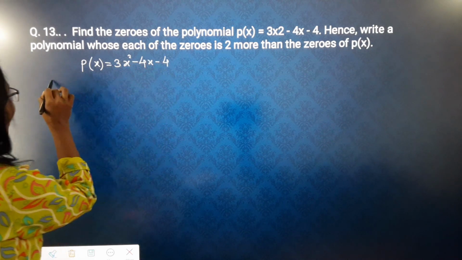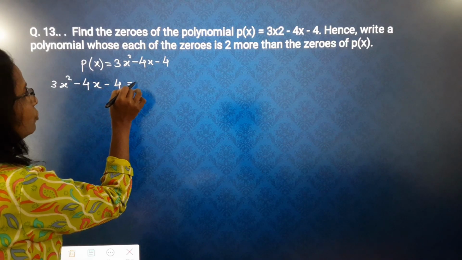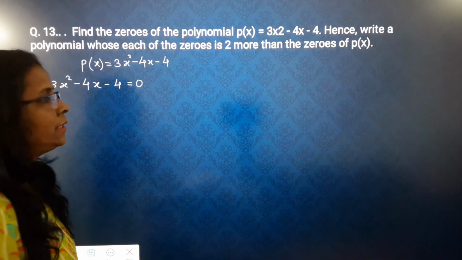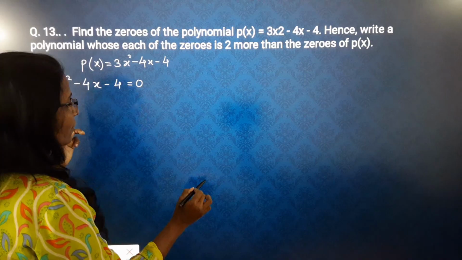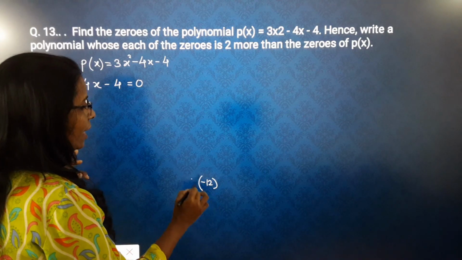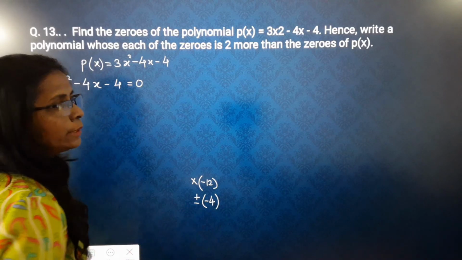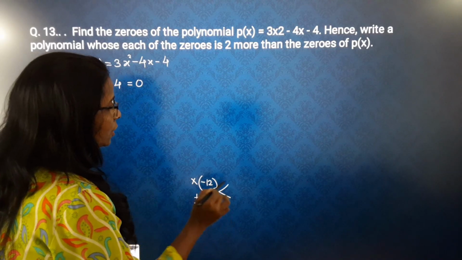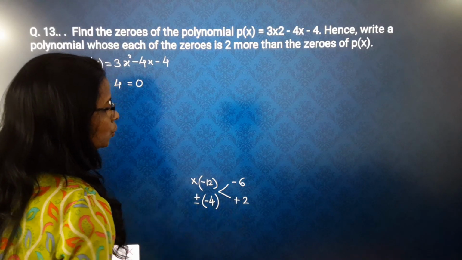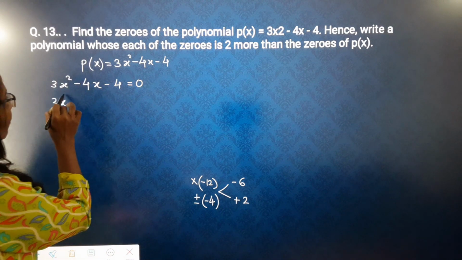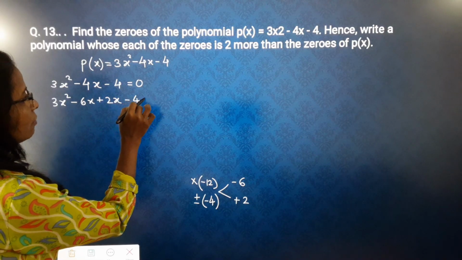Okay, student, so as usual we write 3x square minus 4x minus 4 is equal to 0 in the quadratic form, and then we solve this. We want two numbers having the product minus 12 and the addition or subtraction will be minus 4, students. In such a way the two numbers are minus 6 and plus 2. So here I write 3x square minus 6x plus 2x minus 4 is equal to 0.